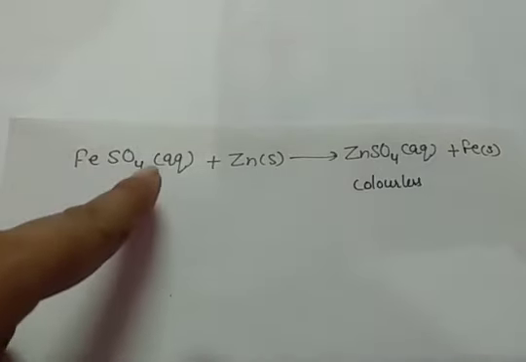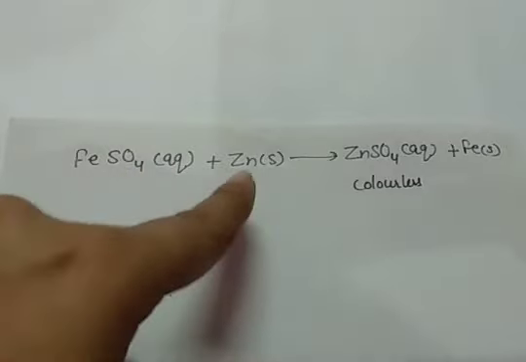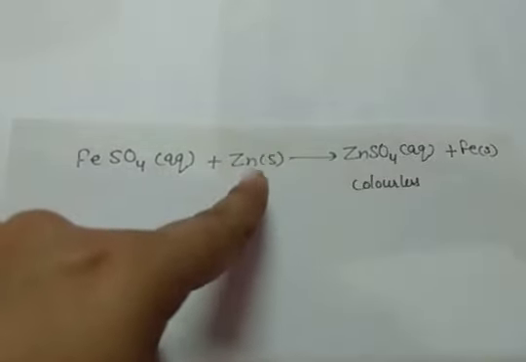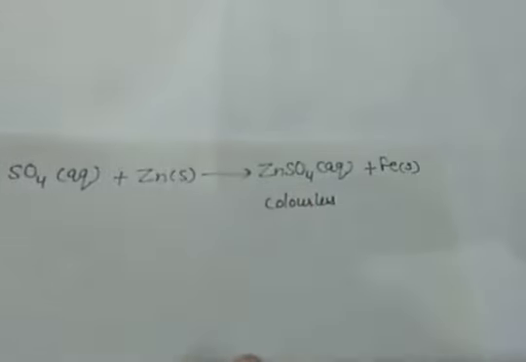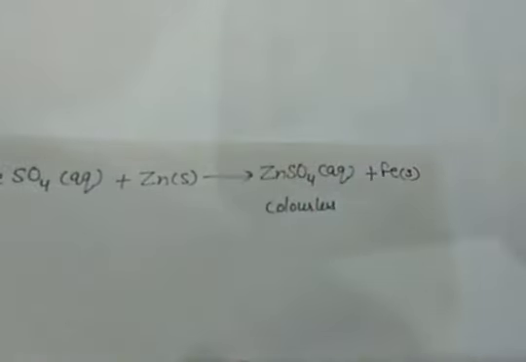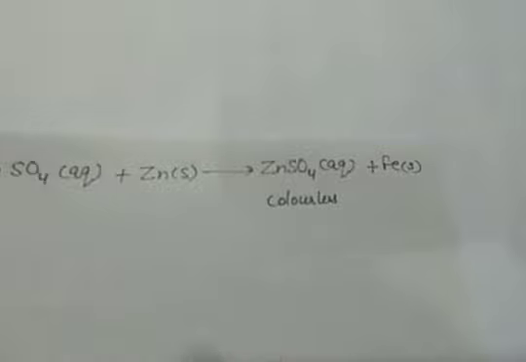ferrous sulfate, aqueous solution of ferrous sulfate, reacts with zinc in solid form and it forms zinc sulfate, and iron is precipitated out. As zinc sulfate is colorless, this solution will become colorless now.